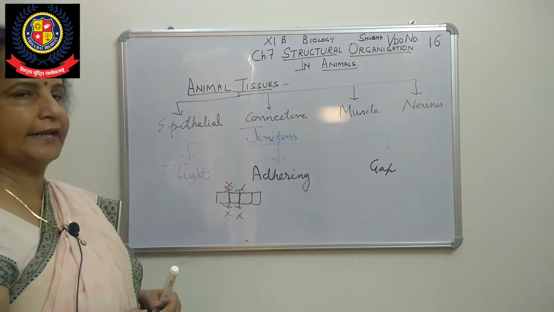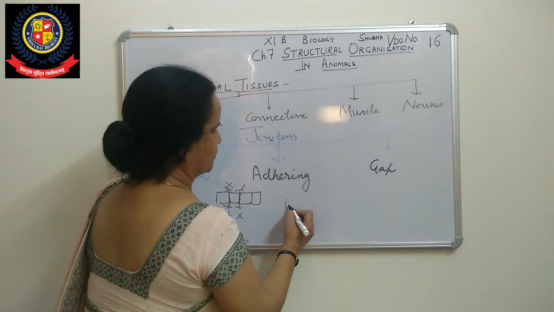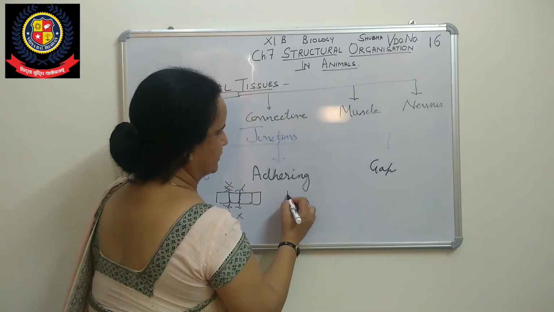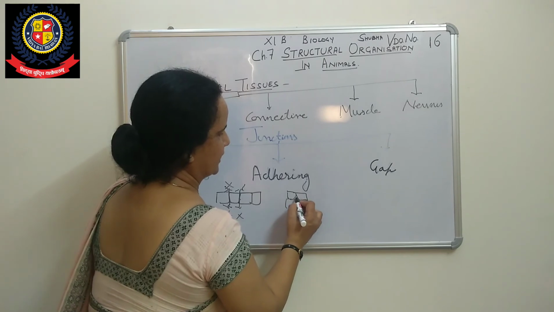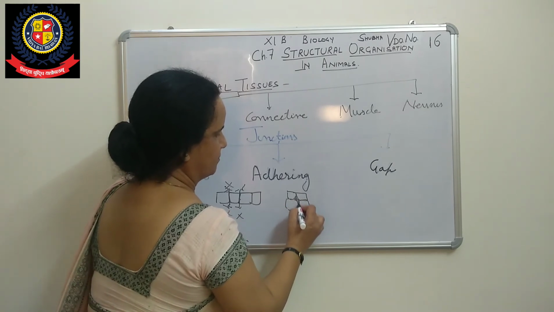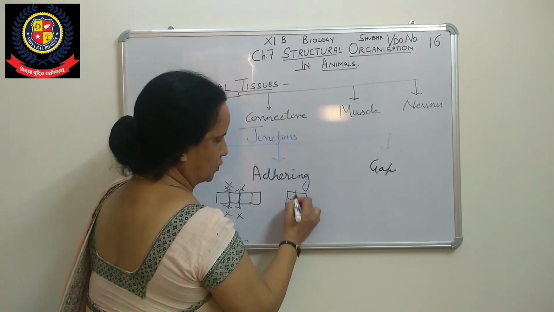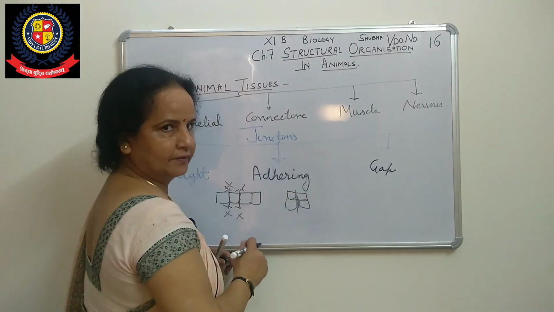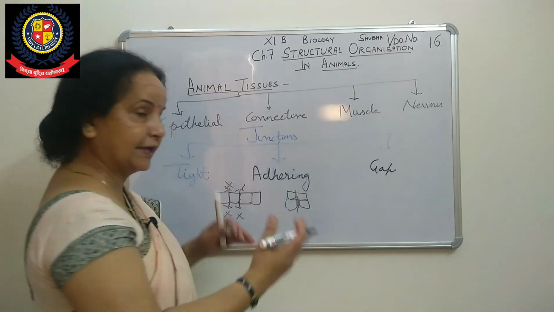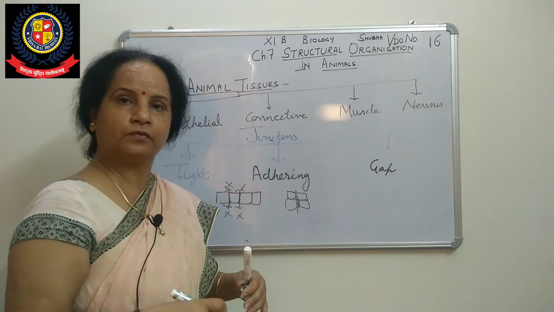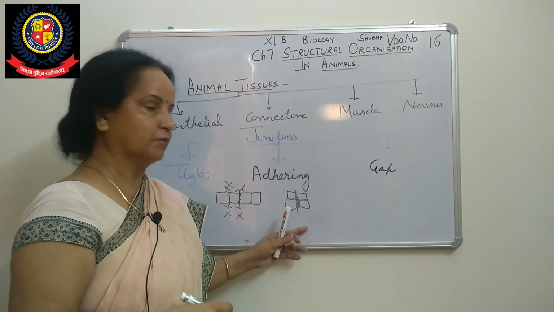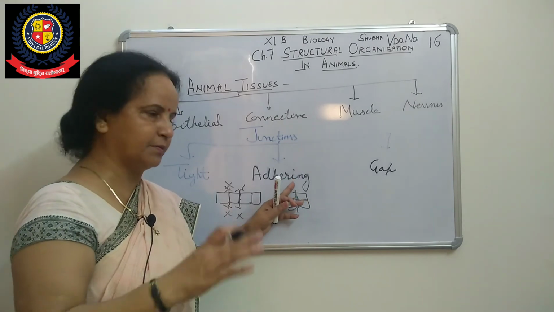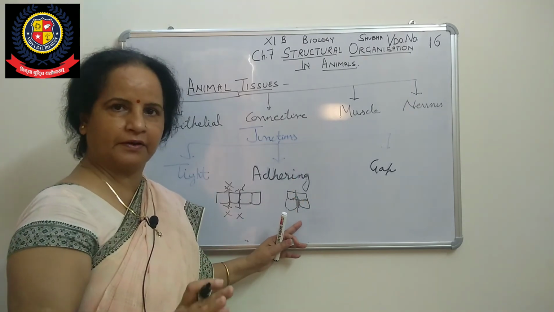When we talk about adhering, the two neighboring cells are just attached like cementing, means they are closely packed with some material, and that is called cementing. Again, things cannot cross the boundary. Whatever things are present here will remain here.